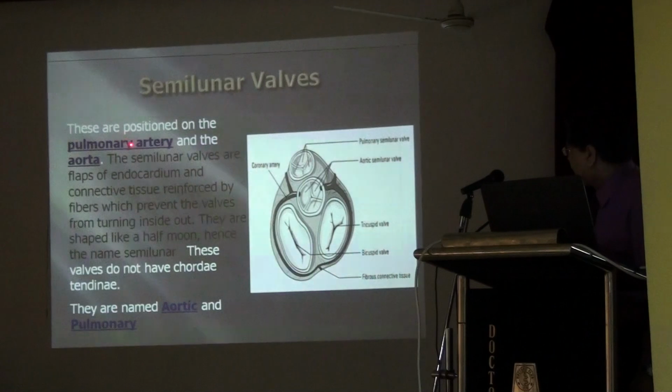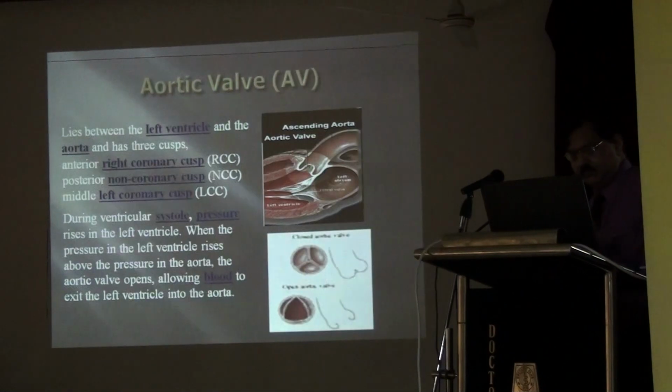So these are the semilunar valves, the pulmonary and aortic, very important valves, and we know both as semilunar valves. Why? Because their shapes are like half moons. That's why they are known as semilunar valves. These two valves are important, and they differ from the mitral and tricuspid because they don't have chordae tendineae.